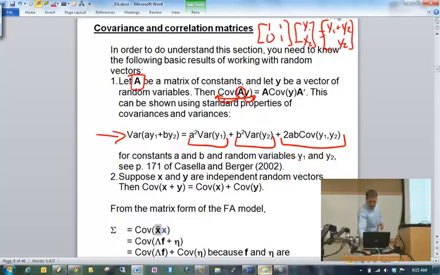If you want to know more about that, take a look at a mathematical statistics book, such as the one that we use for Stat 882 and 883 here.